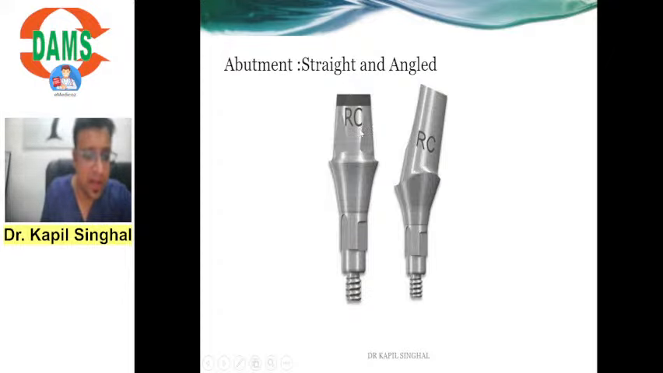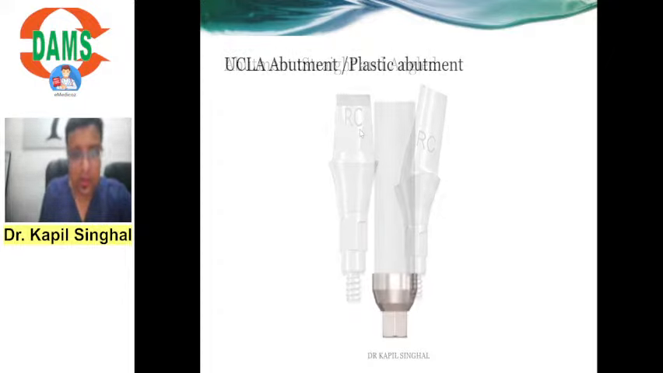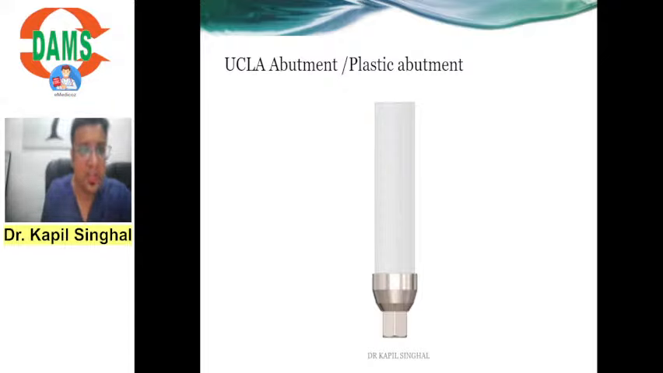The third type of abutment is known as the UCLA abutment, because it was developed at the University of California, hence UCLA abutment, and it is a plastic abutment, also known as a castable abutment. Castable abutment. Okay. If you see this abutment, it is titanium at the bottom and plastic on top.